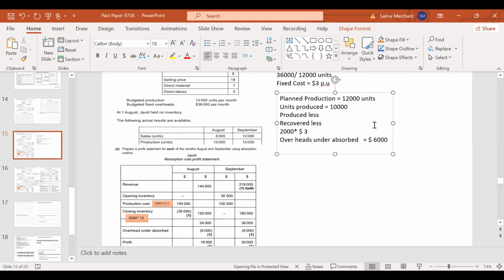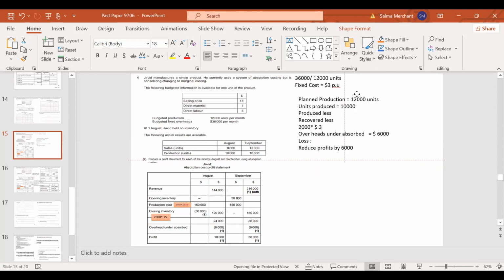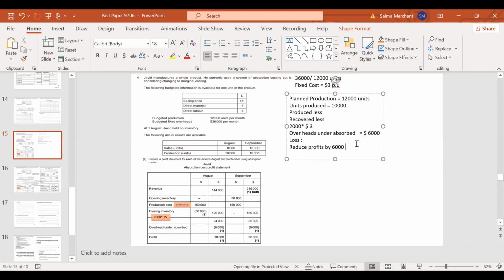So you have under absorbed overheads. You under recovered your overheads. You expected to recover more, but you under recovered, so it is a loss for you. So you minus it. You will reduce the profits by 6,000. So your profit as per absorption costing for the month of August is 18,000. Are you with me? Yeah. So this is for August.